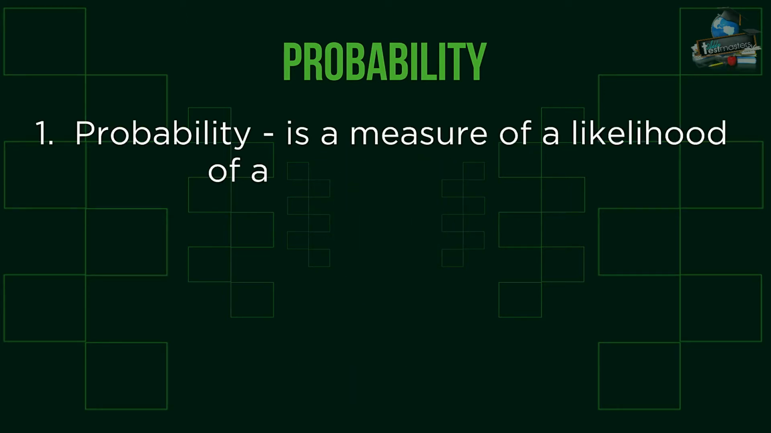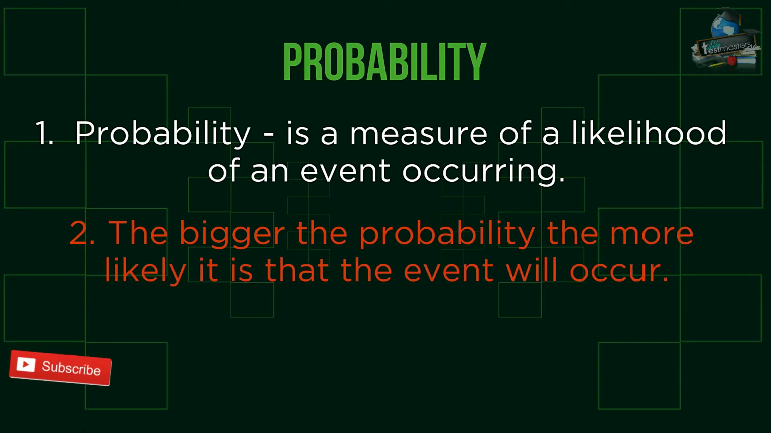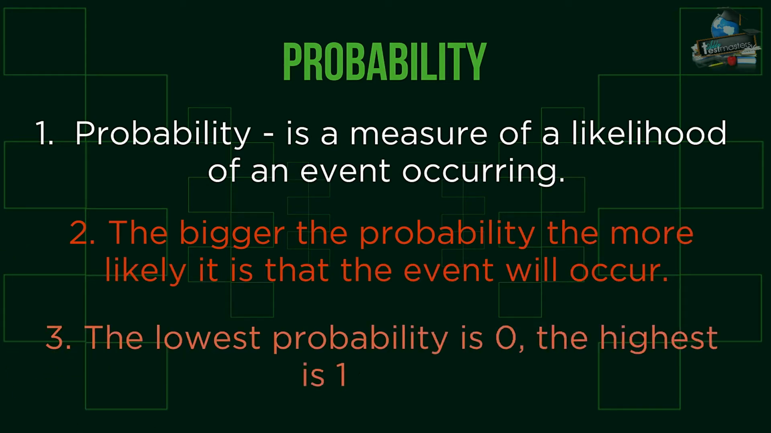Probability is a measure of a likelihood of an event occurring. The bigger the probability, the more likely it is that the event will occur. The lowest probability is 0 and the highest is 1 or 100%. So it should be something that varies between 0 and 1 and grows when the chance of success grows.